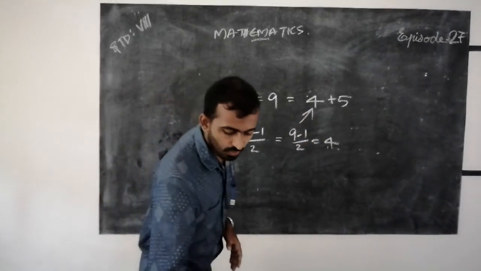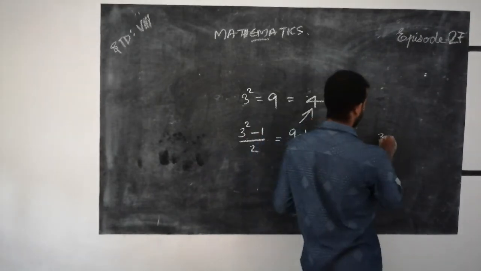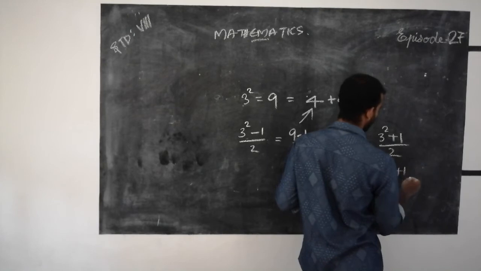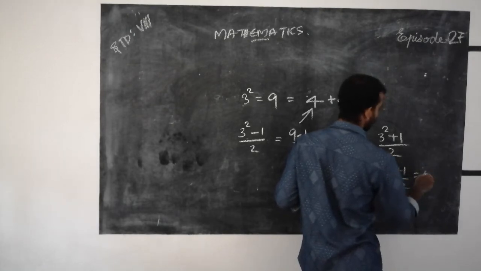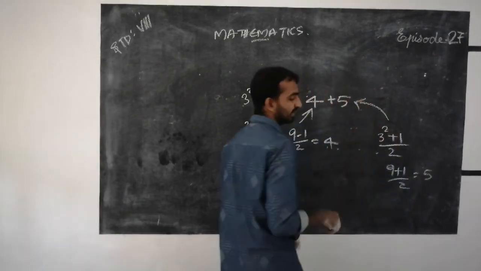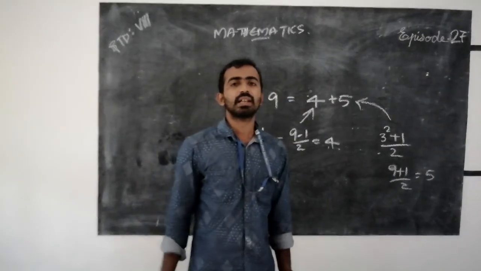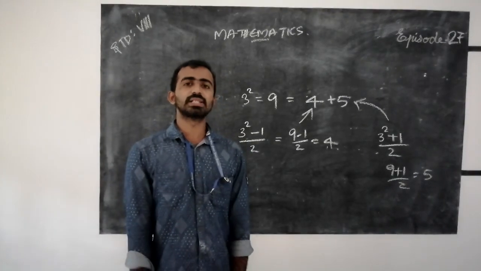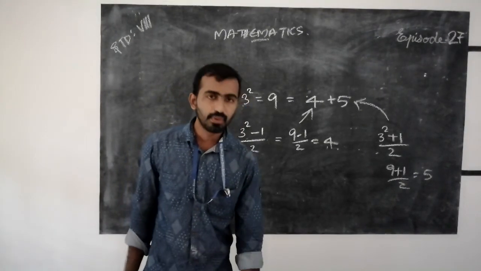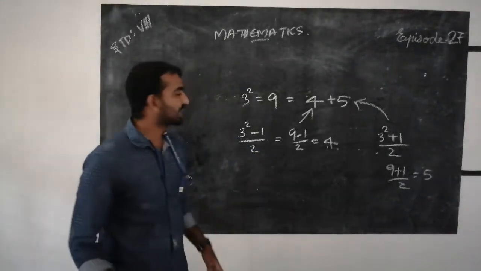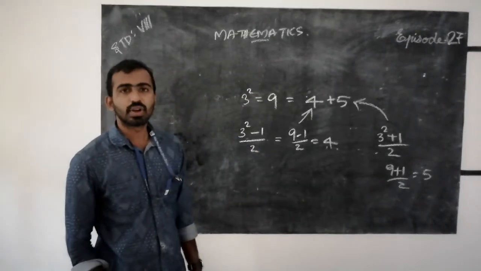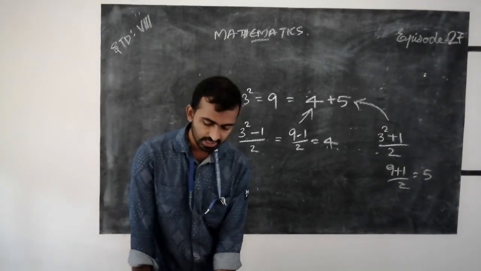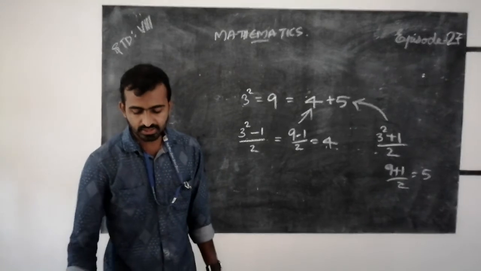And next is what? 3 square plus 1 by 2. That is 9 plus 1 by 2. That is 5. That is, we can write it as a sum of natural numbers. That is 3 square is 9. That is 3 square minus 1 by 2 we get 4, and 3 square plus 1 by 2 we get 5. Is it? Yes.